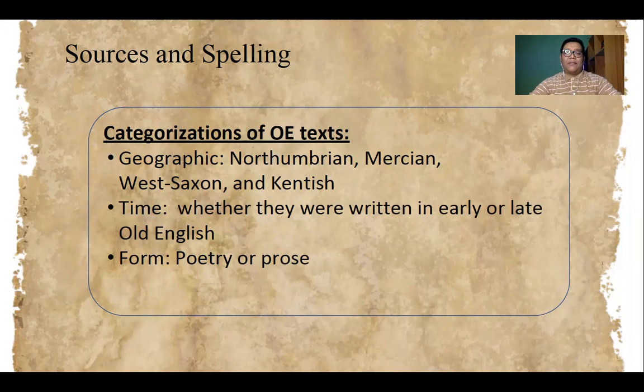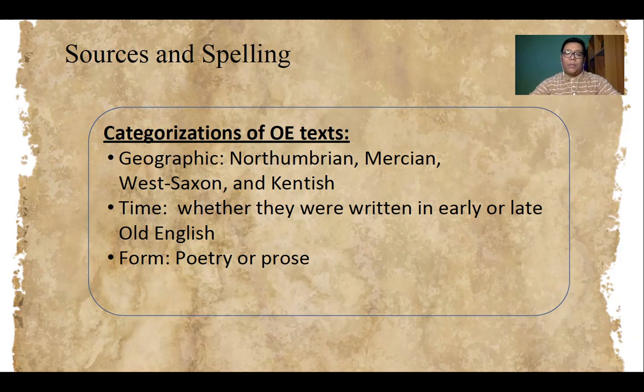And then we also have categorizations of the Old English texts. We have those that are geographic in nature. For example, we have Northumbrian, we have Mercian, West Saxon, and Kentish. We have also categorizations of Old English texts based on time, whether they were written in early or late Old English. So we have two categories for this. We have those that are written in the early times of the Old English period and those that were written in the later times of the Old English period.